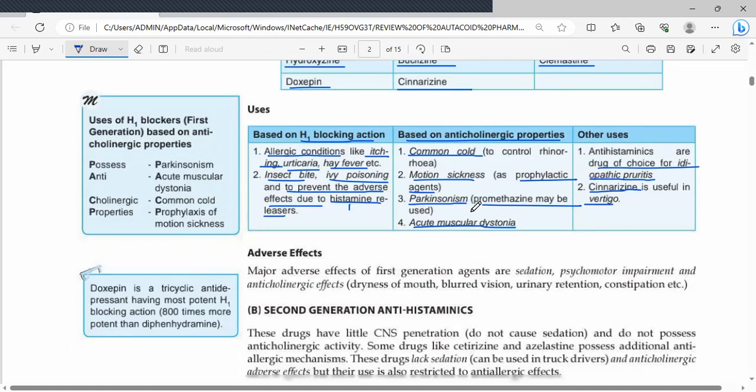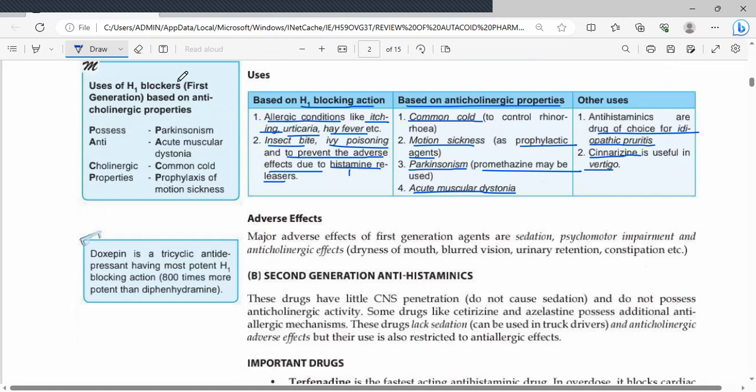Okay. Now, this is a mnemonic which you can use, based on their uses as H1 blockers with anticholinergic properties. So P for Parkinsonism, remember P, promethazine. A for acute muscular dystonia. C for common cold, to control the rhinorrhea. Also P for prophylaxis of motion sickness.